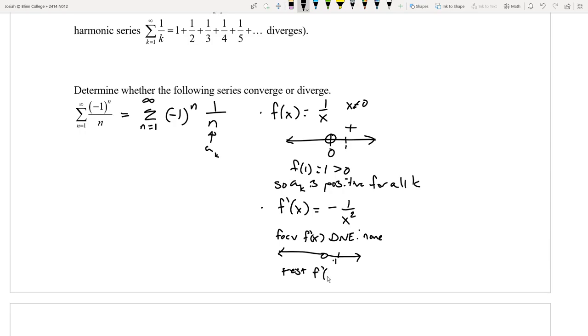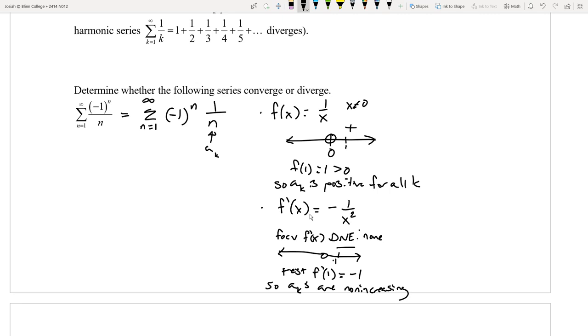f prime of 1 equals negative 1. So we get negative here. So a sub k's are non-increasing. In fact, they are decreasing, but non-increasing is all we need.